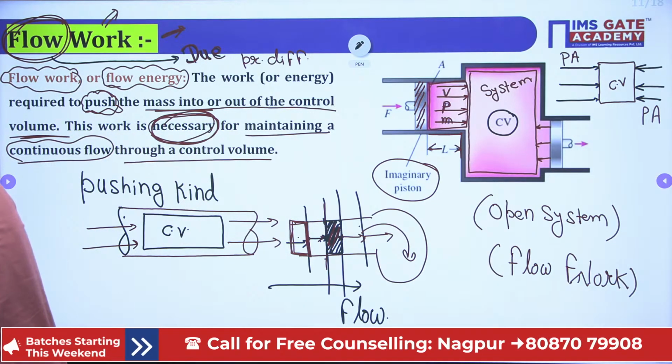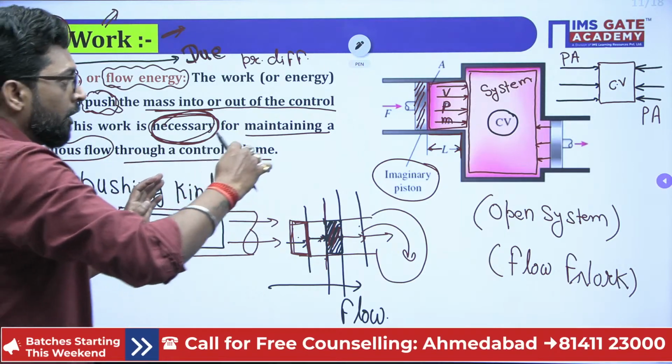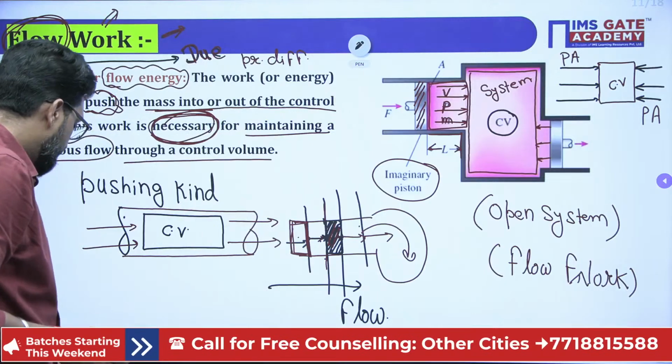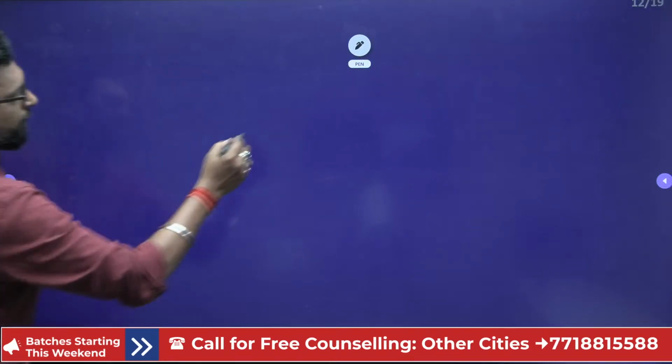Now, if you want to derive this flow work, how to do it? Is there any confusion up to that? Please, is there any confusion? Please ask me.